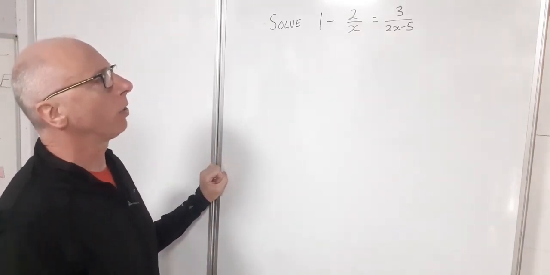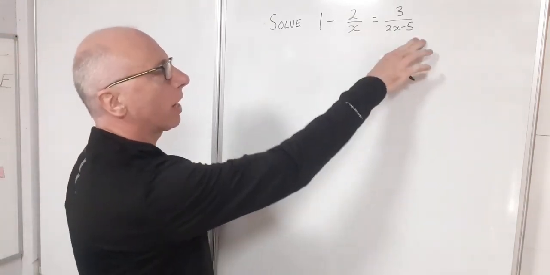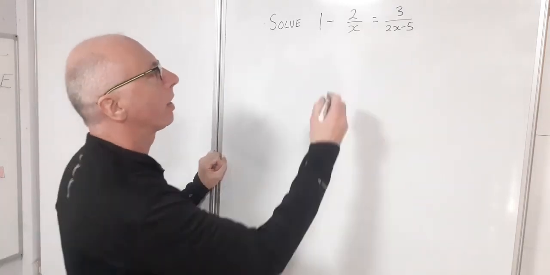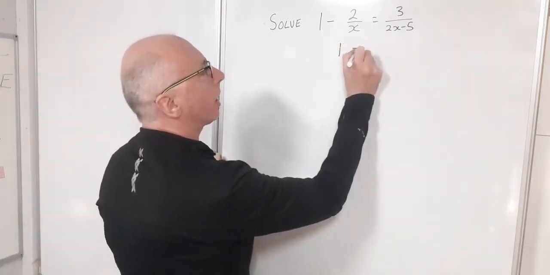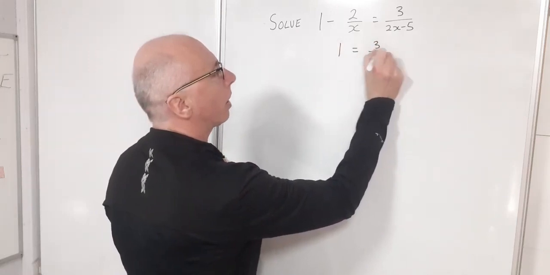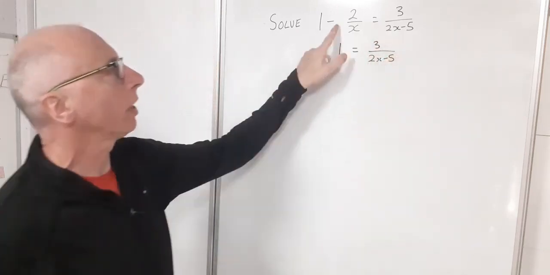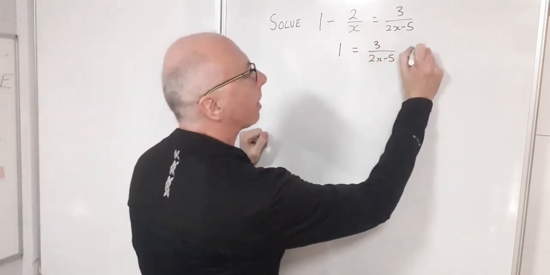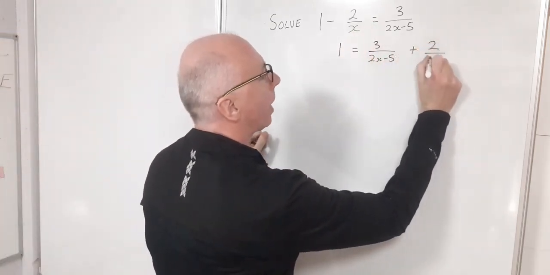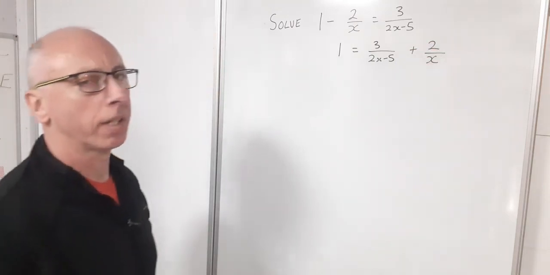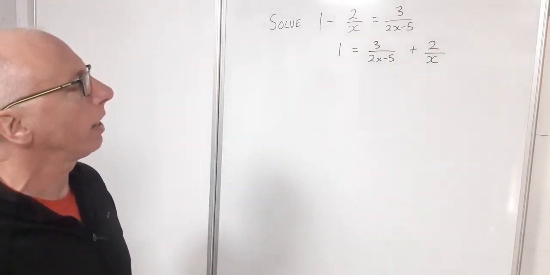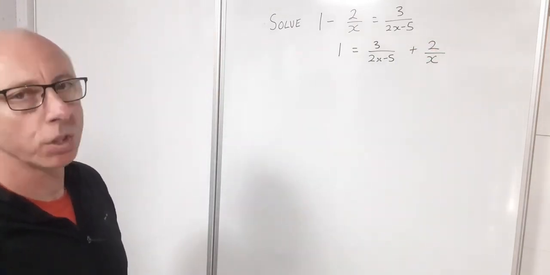So what I want to do is, first of all, let's bring all the x terms onto the left hand side. So 1 equals 3 over 2x minus 5. Bring this across, I'll need to add it. So that'll give me 2 over x. Okay, well, still a little bit awkward. That's not really helped much at all.